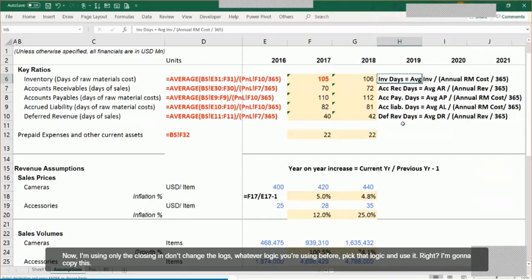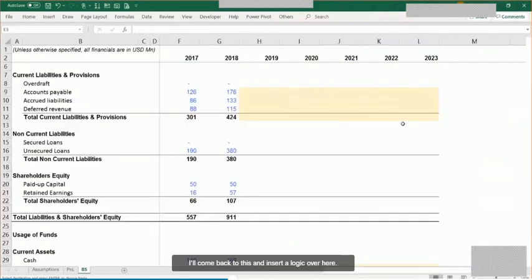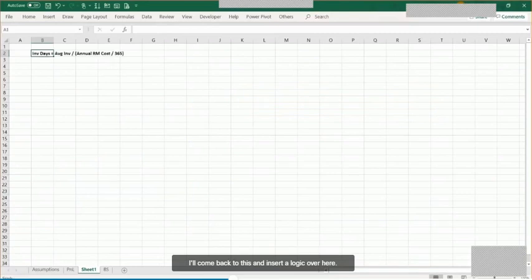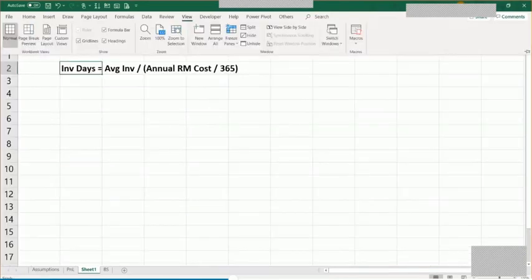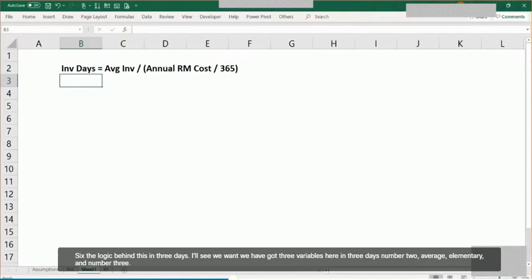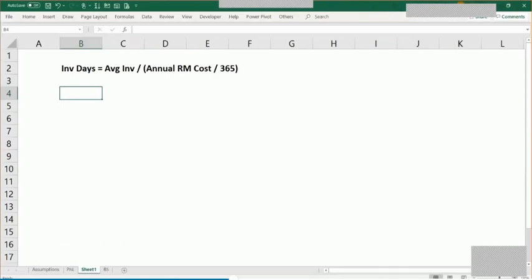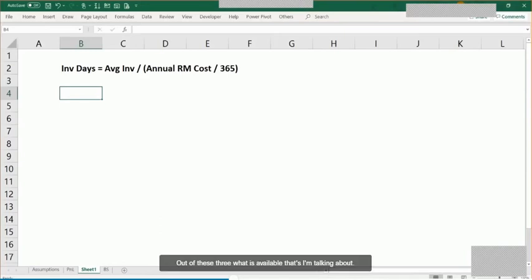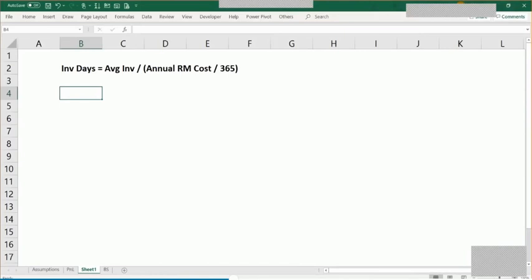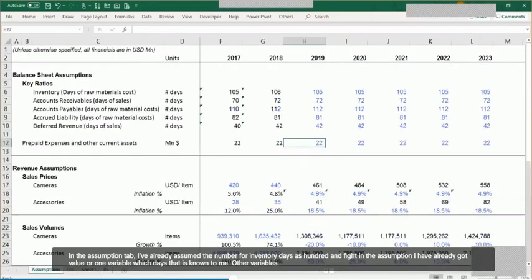Right? I'm going to copy this formula. I'll come back to this and insert a logic over here, and let's try to dissect the logic behind this. Inventory days. Now see, we have three variables here: number one, inventory days; number two, average inventory; and number three, raw material cost. Out of these three, what is available? Let's say I'm talking about 2019. In the assumption tab, I've already assumed a number for inventory days as 105. In the assumptions, I have already got the value of one variable, which is inventory days. That is known to me.